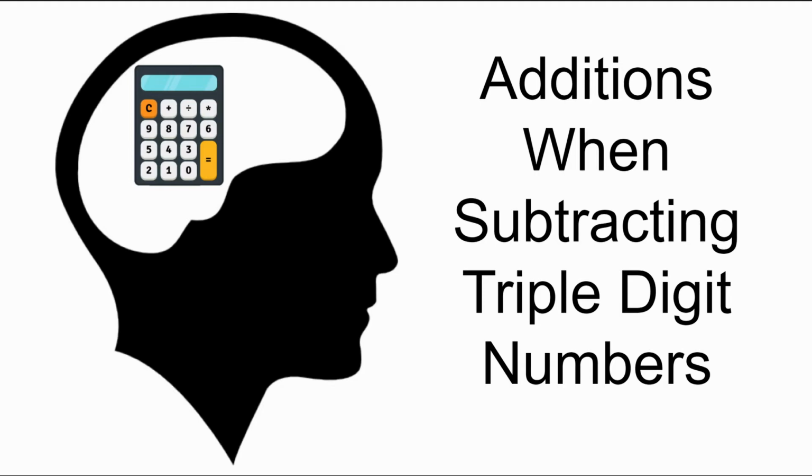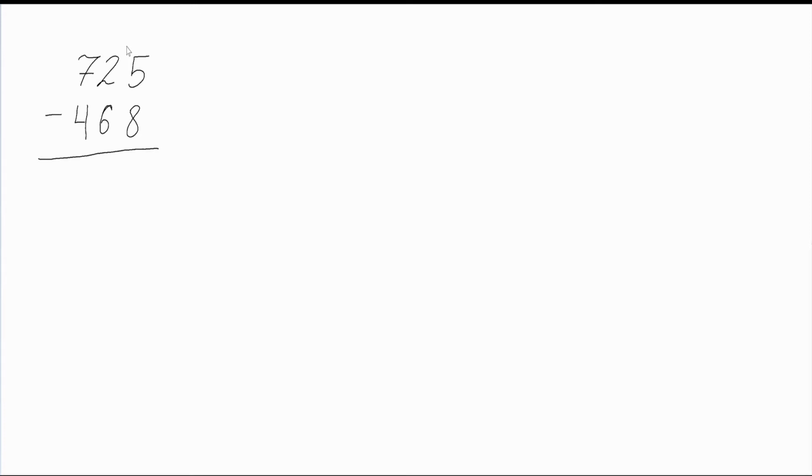In this video we will talk about additions when subtracting triple-digit numbers. In order for you to understand what I'm talking about in this lesson, let's start with an example. So here we have a problem where we need to subtract 468 from 725. There are two ways of how we can solve this problem.